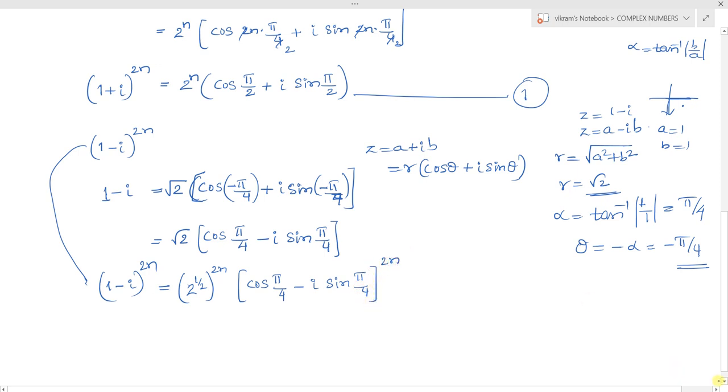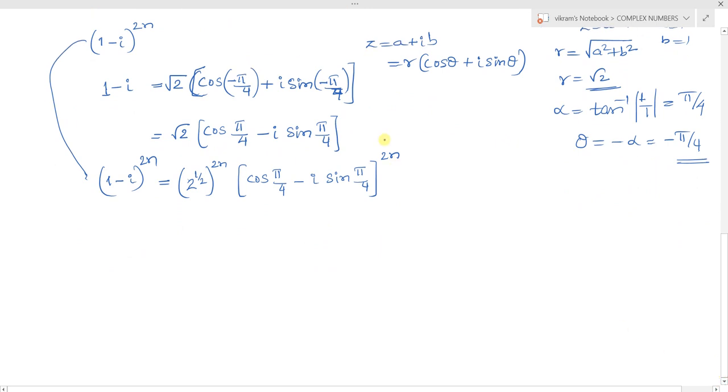Now apply De Moivre's theorem over here. Apply De Moivre's theorem for cos theta minus i sin theta, all power n. So we know that (cos theta minus i sin theta) to the power n. Here 2 power 1 by 2, power 2n, it is simply 2 power n into cos n theta, with theta equal to 2n into pi by 4, minus i sin n theta.